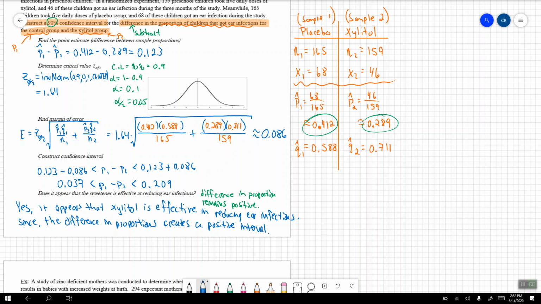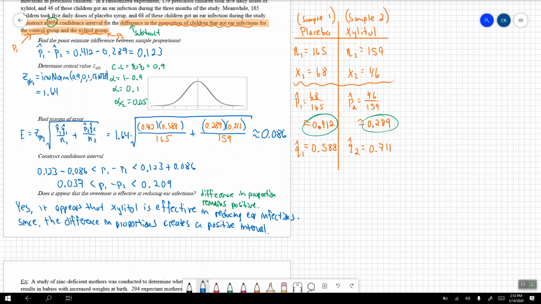That tells me that the true population proportion, P1, will always be greater. This means that there will always be more children that have ear infections on the placebo, since P2 is not large enough for these values to be negative. So P1 will always be larger, meaning that children taking xylitol will always have fewer ear infections than those who do not. That's what we're summarizing here.